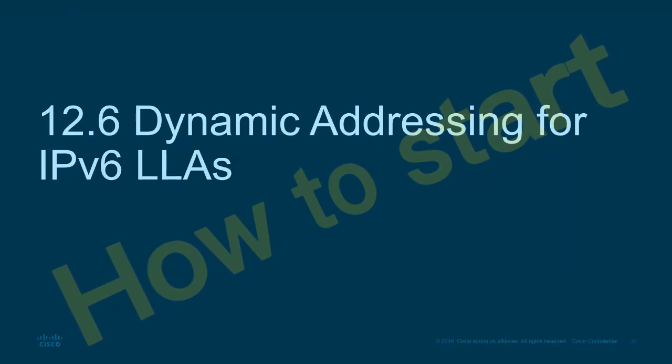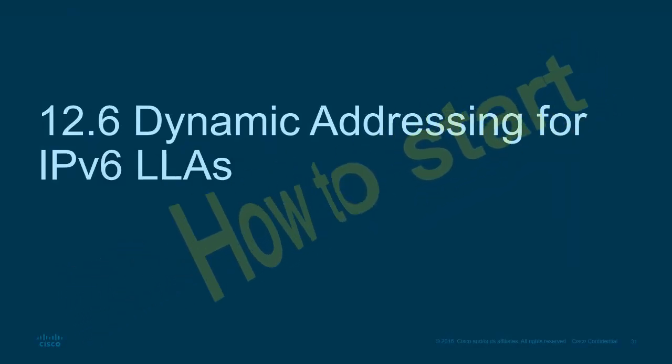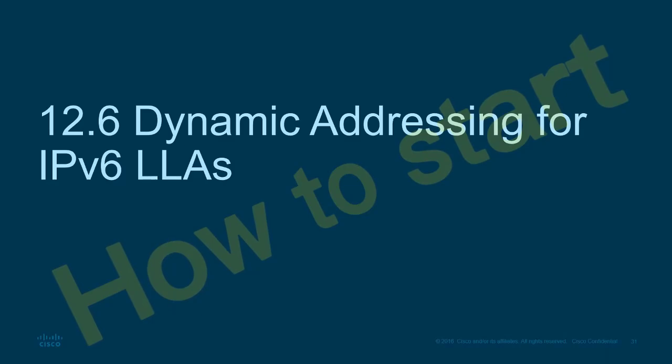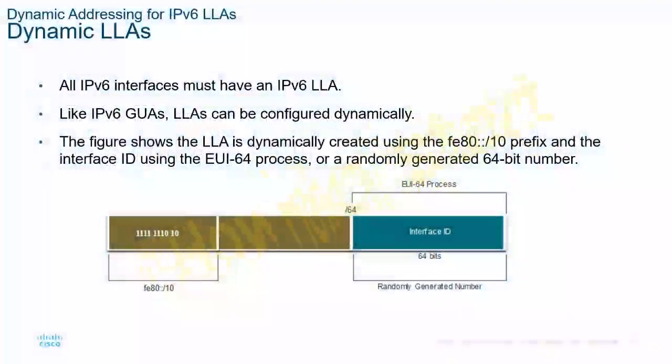Moving on, we have dynamic addressing for IPv6 link local addresses. First and foremost, all IPv6 interfaces have to have a link local address. The link local addresses can be configured dynamically. They are created using an FE80::/10 prefix, and they use the EUI-64 process more often than not, though sometimes they can use a randomly generated number depending on the operating system.